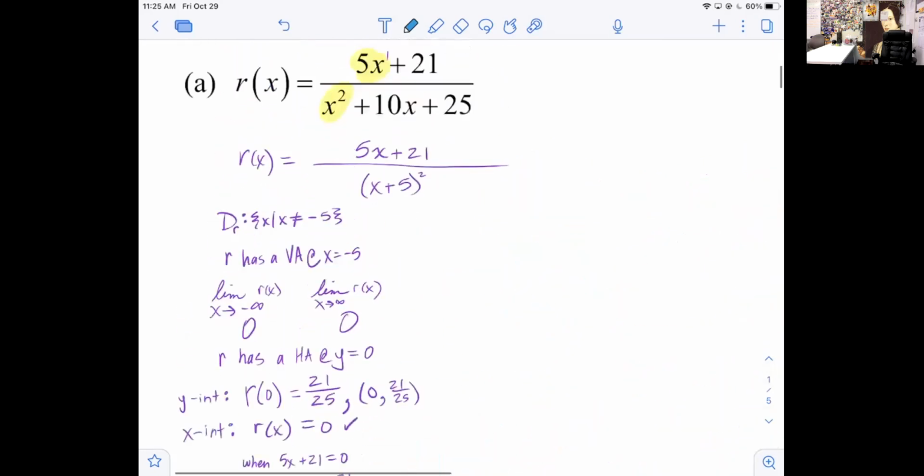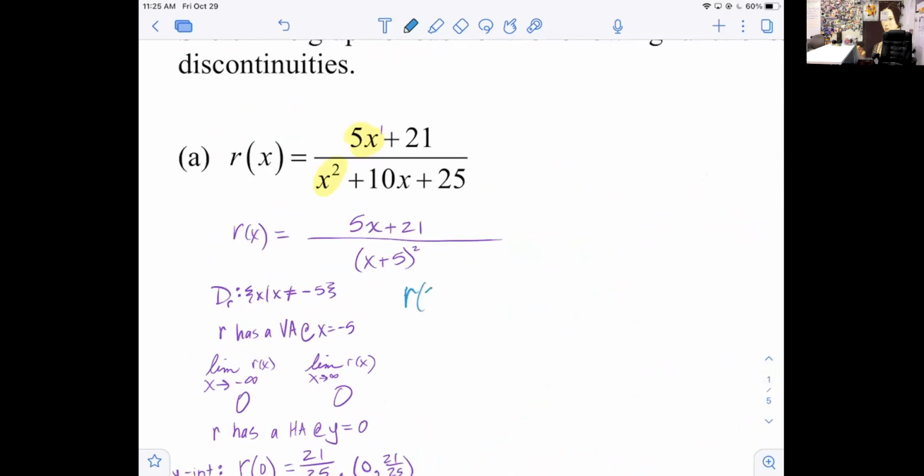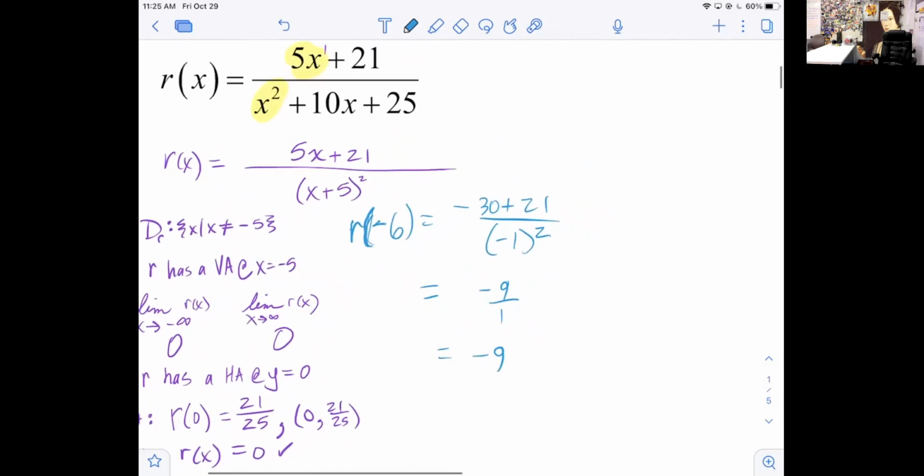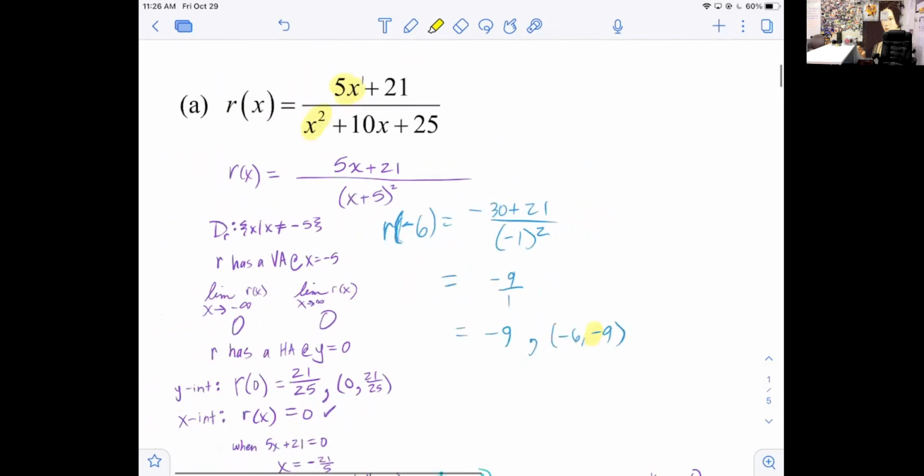All right, so let's come up here. R of -6. I'm going to plug it into the factored version. I'm going to get -30 plus 21 all over (-1) squared. Now notice I did work left to right. So as I simplify, I work down the line and line up the equal sign. That's -9 over 1, which is -9. As an ordered pair, that would be (-6, -9). But I don't care so much that it's -9, so much as that it's negative. The fact that it's negative means that it lives where? Above or below? Below. We're going to get off the island.